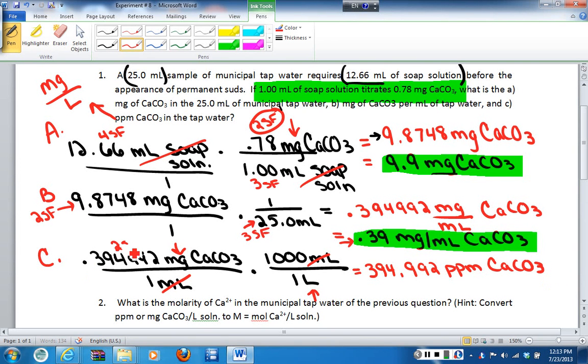But again, we want to pay attention to our significant figures, and we know that this number has 2 significant figures, even though we have to write all of the digits. This here is a conversion factor, and we consider it to be exact, so we do not include it when determining significant figures. What that tells us is that our final answer needs to have 2 significant figures. So this would then become 390, but when we have a number ending in 0 without a decimal place, we have to write it in standard scientific notation. So we would have 3.9 times 10 to the 2 parts per million of calcium carbonate.